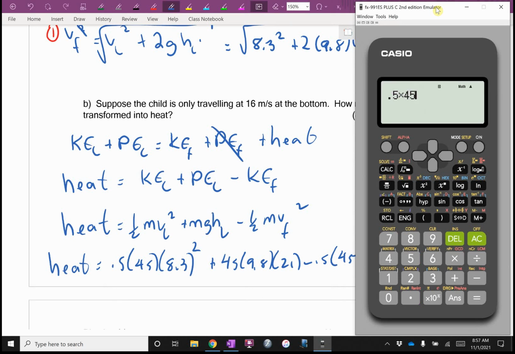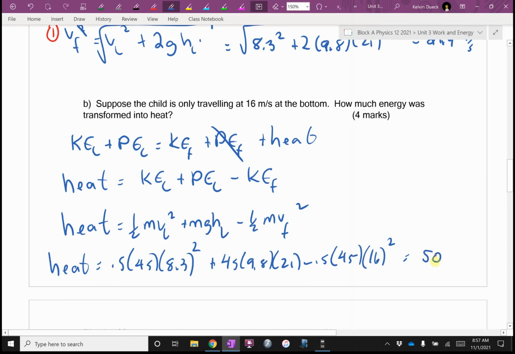0.5 times 45 times 8.3 squared plus 45 times 9.8 times 21 minus 0.5 times 45 times 16 squared. Let me make sure I type this in right. Looks good. 5,050? Is that right? Joules of heat. If you got that, 4 out of 4.